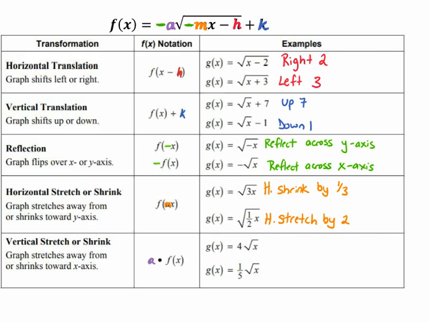Our A value on the outside controls our vertical stretches and shrinks. Because it's on the outside, if it looks like it's going to stretch because it's a big number, then it's going to stretch. Like for example here, we have g of x equals 4 times the square root of x. Well, that's going to be a vertical stretch by 4. And our g of x equals 1/5 times the square root of x will give us a vertical shrink by 1/5.